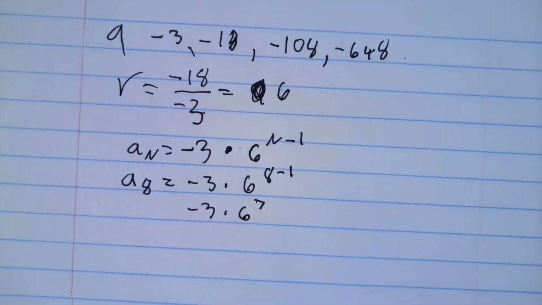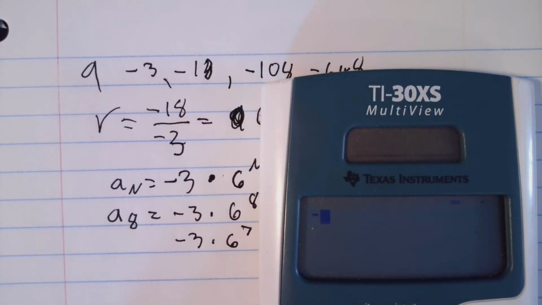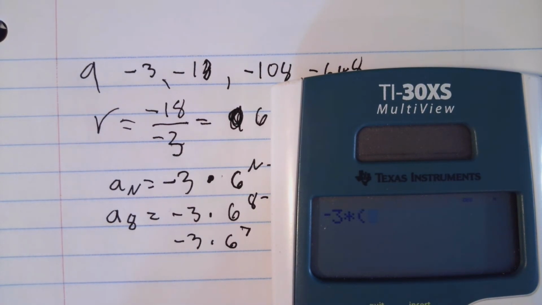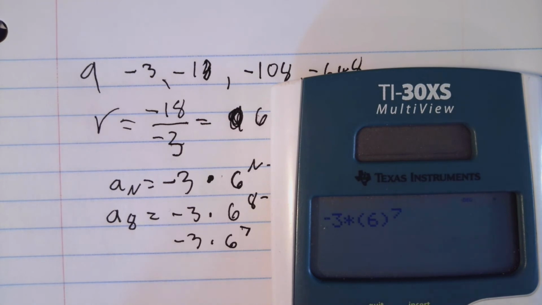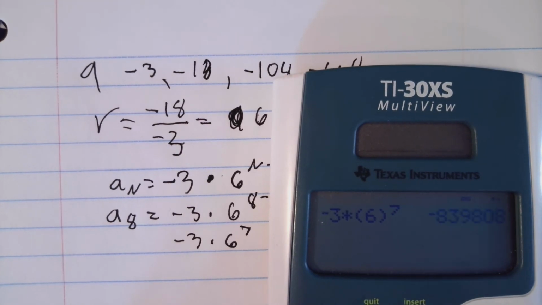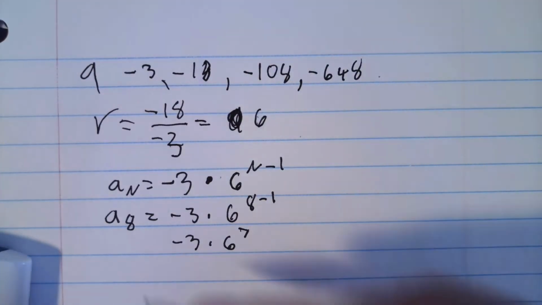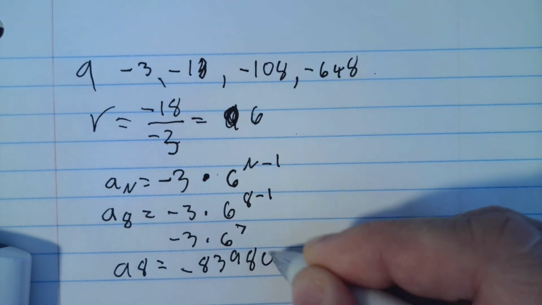Okay, this is a little different. Let's see how it works. All right, negative 3 times 6 to the 7th power. And I'm going to just get in the habit of putting the negative in parentheses, because if there's a negative, you have to put it in parentheses or it will give you the wrong answer. All right, there we go. That's going to be your answer, negative 839,808. So you just put that here, a_8. And yeah, they're going to be big. That's what we learned when we graphed.